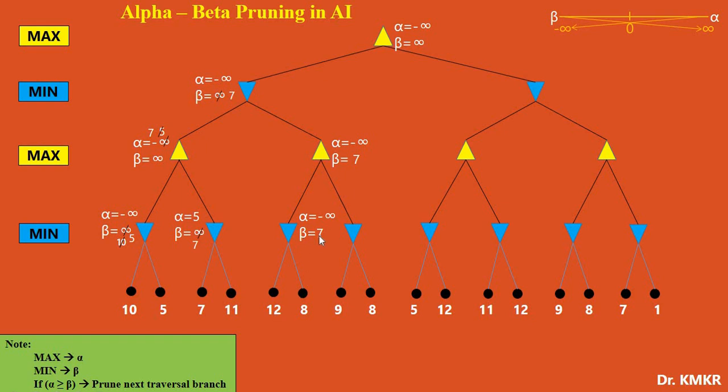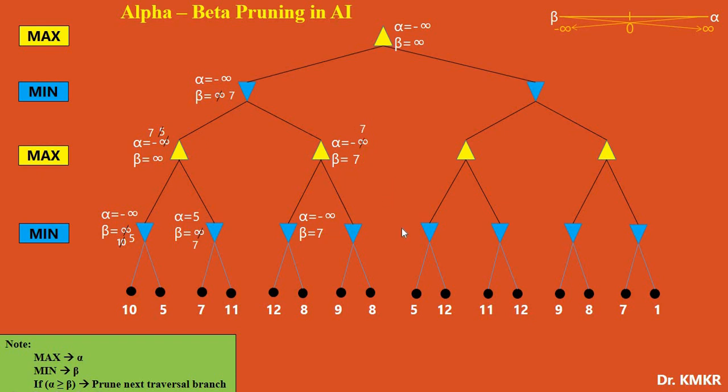Since beta value has to be updated at the minimum player level, 12 is greater than 7, no need to update. And again 8 is greater than 7, no need to update. So again, by backtracking to the maximum player level, alpha value has to be compared with the minimum player level alpha and beta value. Minus infinity, minus infinity, minus infinity, 7. Upon this, 7 is the highest, so update this minus infinity with 7.